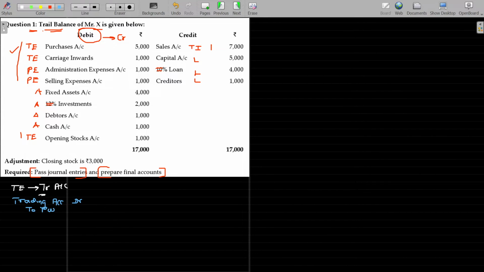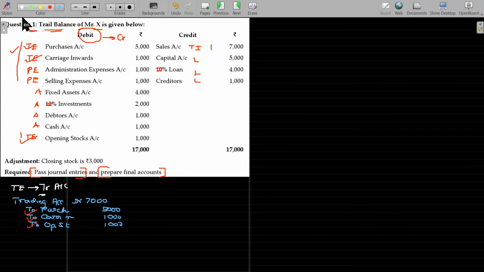To purchases, to carriage in, to opening stock. Purchases value being 5,000, carriage in 1,000, opening stock 1,000. So I have posted these three. The total is 7,000 rupees.